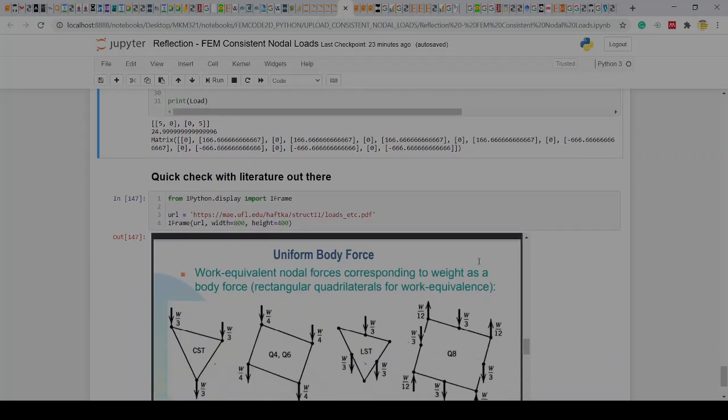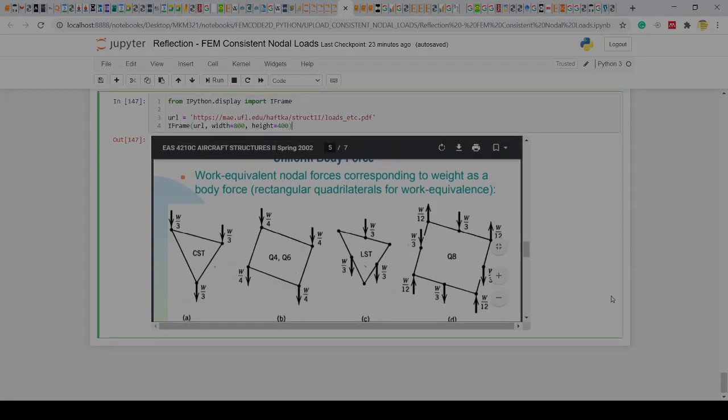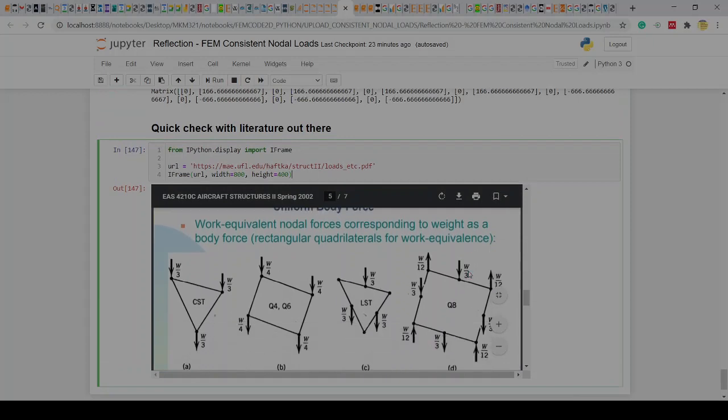So what I've shown here is just some notes from Professor Rafi Afka. Unfortunately, he passed away earlier this year from Florida University. But just to show you, because unfortunately the textbook that we have doesn't have an example of the body forces, what the distribution should look like. This is uniform body force, work equivalent nodal forces corresponding to weight as a body force, rectangular quadrilaterals for work equivalents.